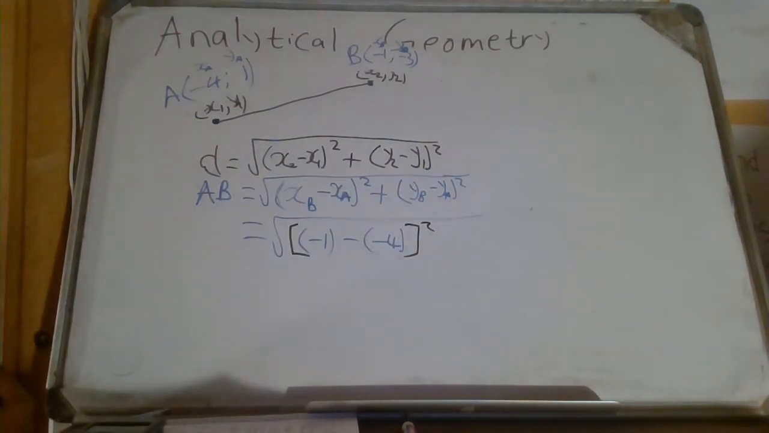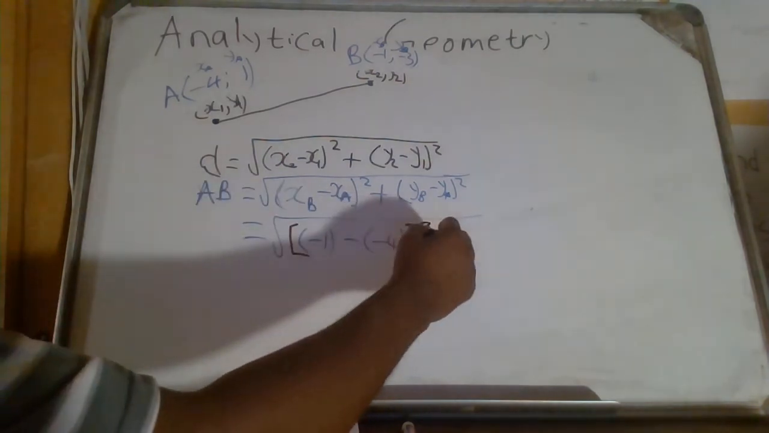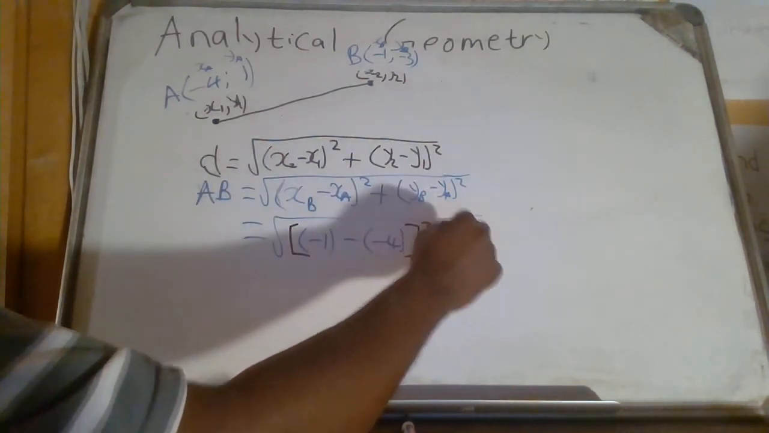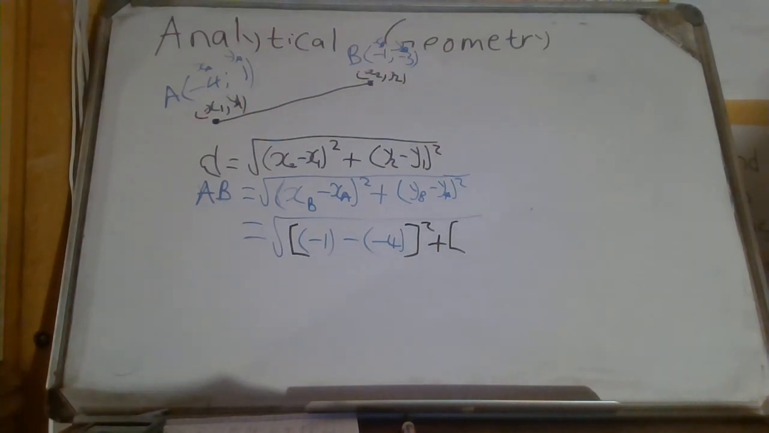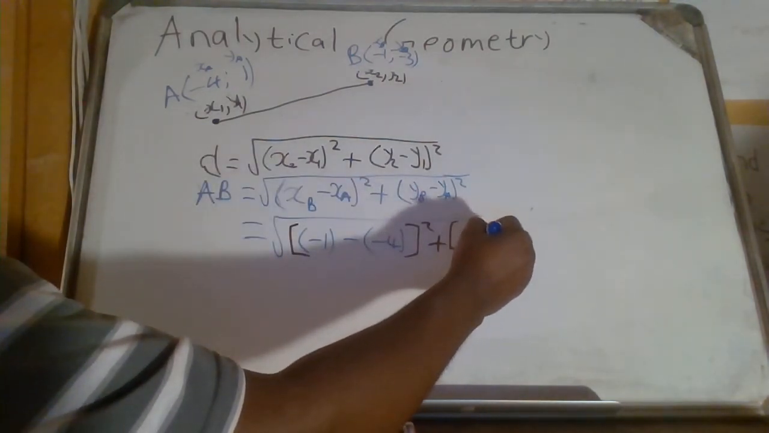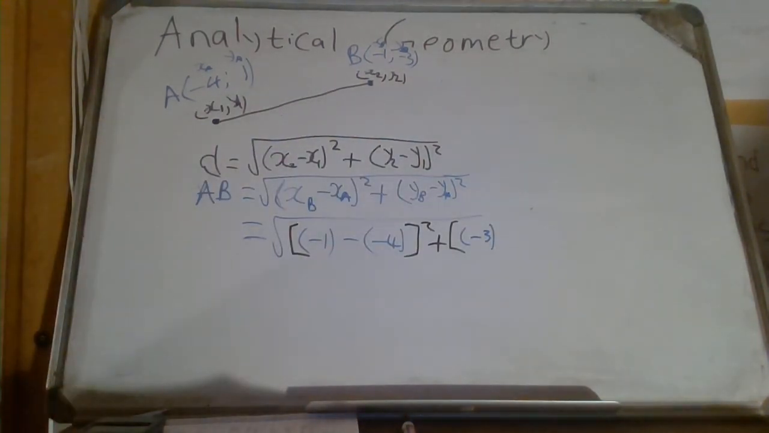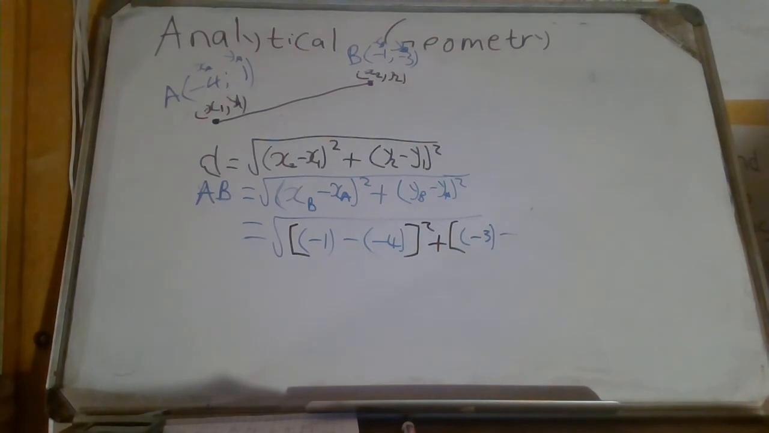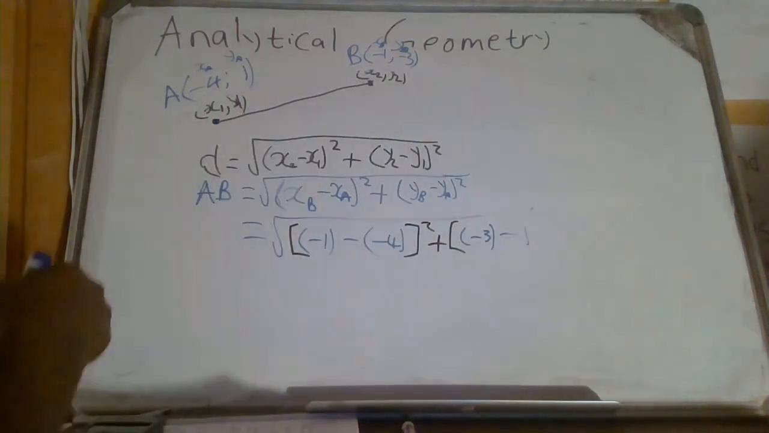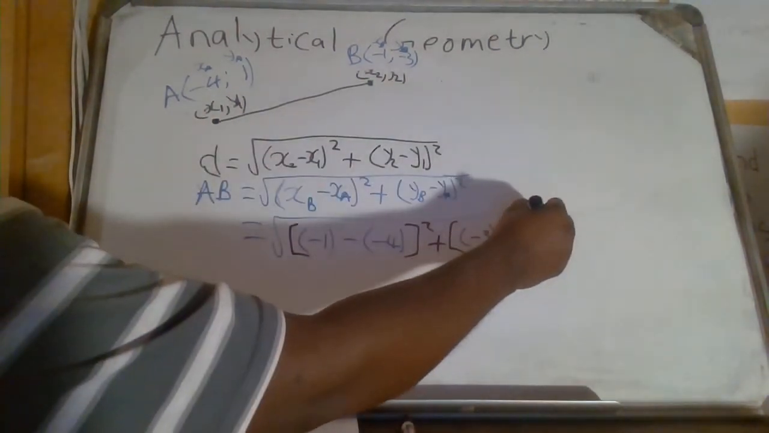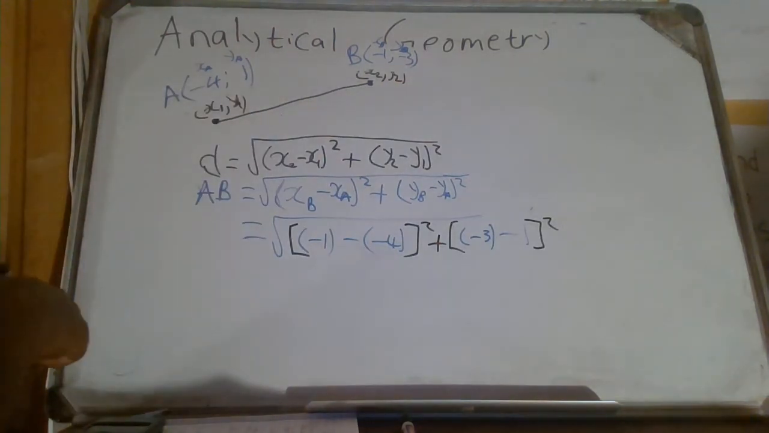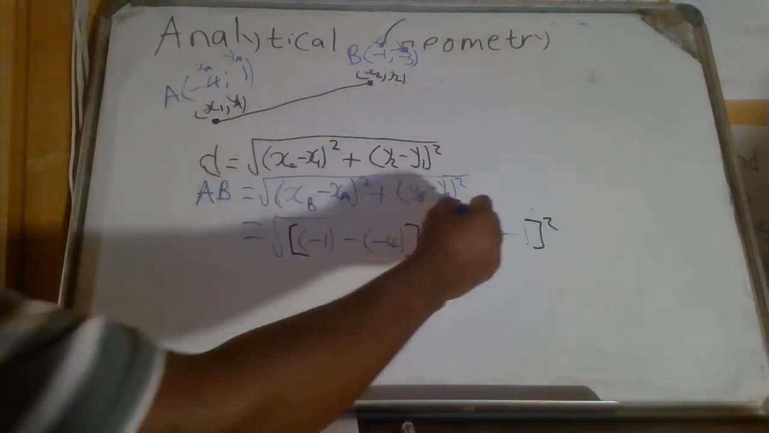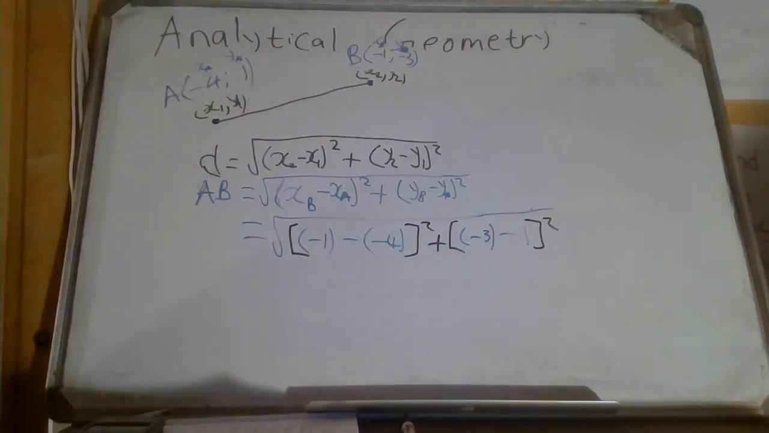Okay, and then you will have this plus, and then you put these brackets here, and then yb, what is yb? Yb is minus 3. So minus 3, you see? The blue is the one for substitution, and then minus ya, where is ya? Ya is 1, and then close here, and then you square it. Okay, so let's just extend this as well.